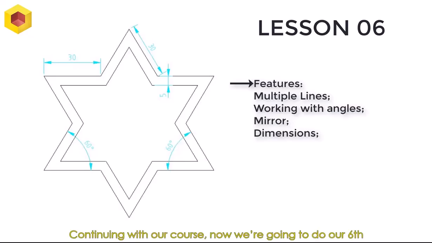Continuing with our course, now we're going to do our 6th exercise. In this exercise, we'll work with angles and polar coordinates. So first, let's find out what polar coordinates are in a 2D plane. Basically, a polar coordinate is an axis spinning around a center point that we call a pole. We define the angle by rotating the axis from 0 degrees to 360 degrees around the pole.